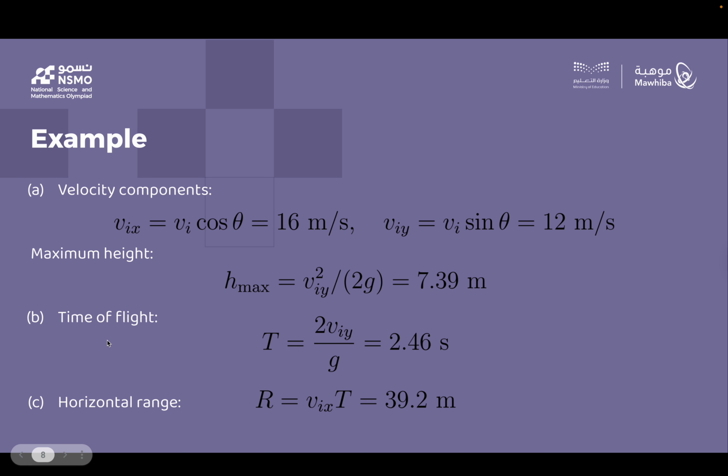Next, part B asked about the time of flight. This will be t equals 2 Viy over g, which is 2.46 seconds. In part C, we had to calculate the horizontal range. Using the formula r equals Vix times t, we get 39.2 meters.